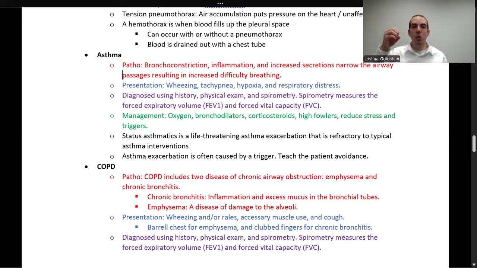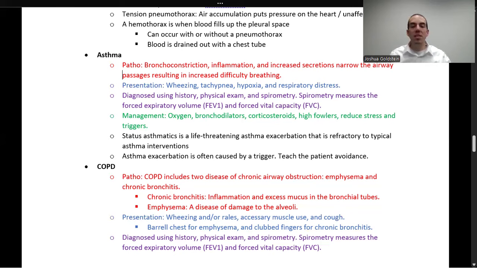So not only do they become smaller, but the walls of the bronchi become thicker, which further narrows the diameter of the bronchi, making it even more difficult to move air in and out of those passages. Plus, it gets a buildup of secretions, like mucus. So now not only did the bronchi get smaller and inflamed, which made it even smaller, but now it's also full of mucus and secretions. So that makes it really, really difficult to breathe. How does this present? Respiratory distress, hypoxia, tachypnea, and wheezing.